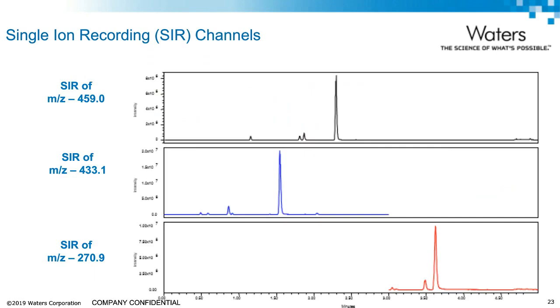Each SIR represents a single mass-to-charge ion ratio. It can be collected over the entire time, or it can be collected for a portion of the run. In addition, channels can overlap or be staggered, as shown in the chromatograms here.